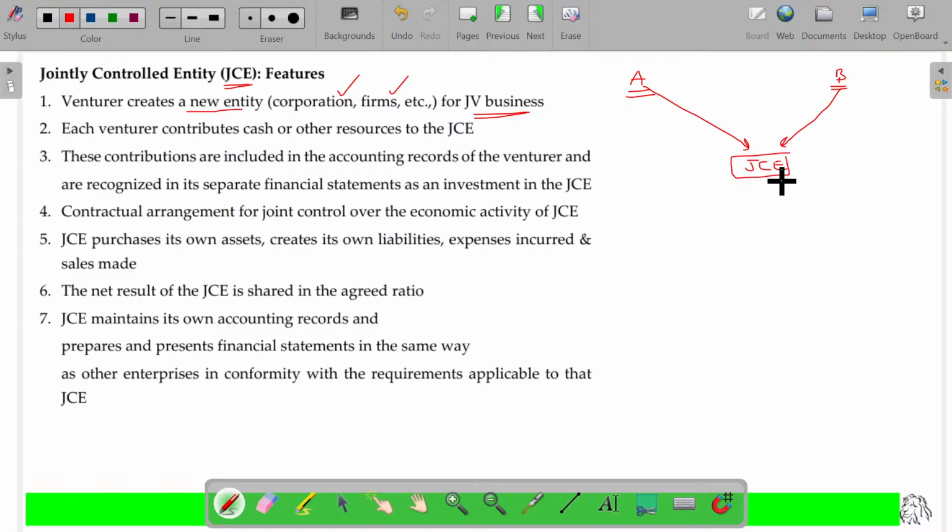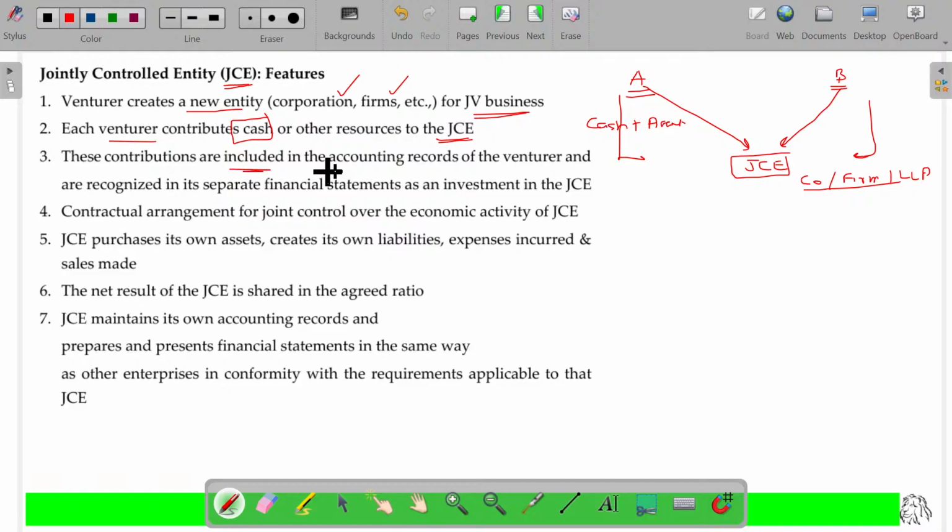This new entity may be a company or firm or LLP, some entity form. Each venturer contributes cash or other resources to the jointly controlled entity. So A contributes either cash or other assets as his own investment, or some expenses met by A. Similarly, B also does so.